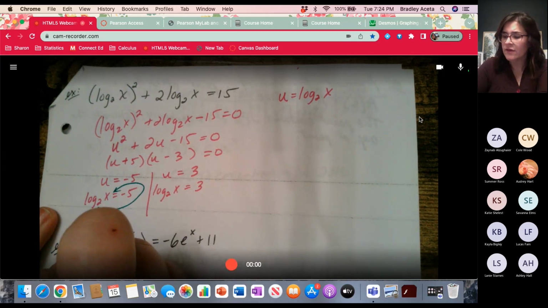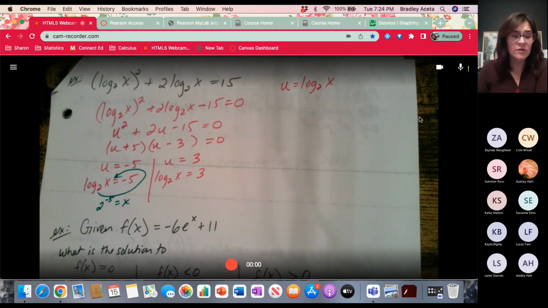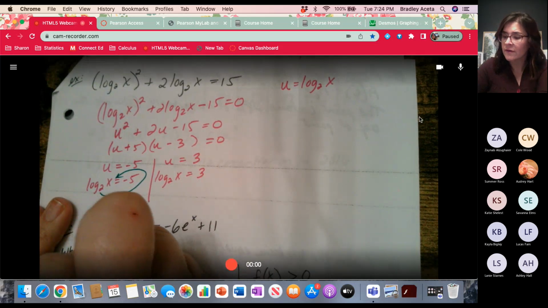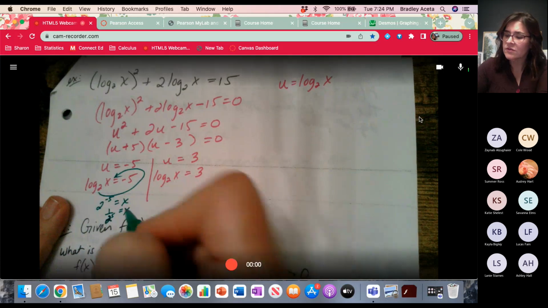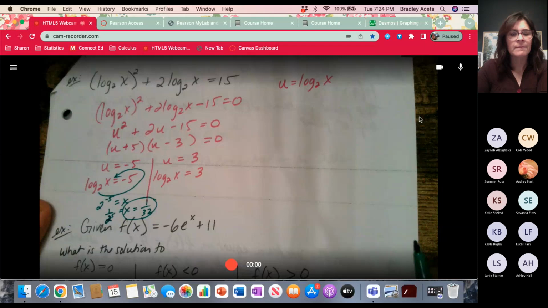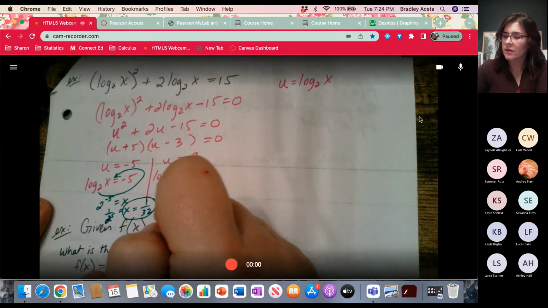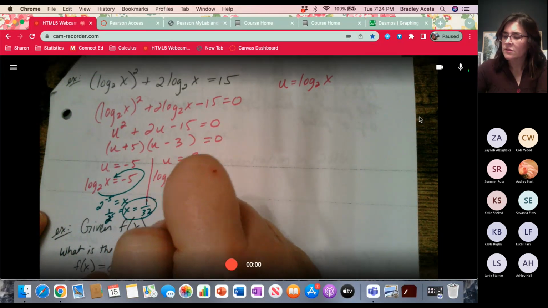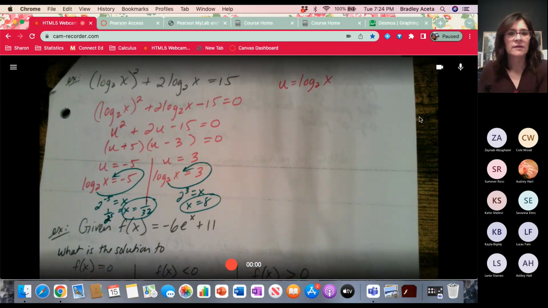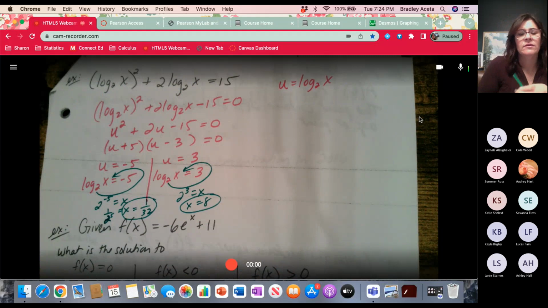2 to the negative 5th equals x. 2 to the negative 5th is an actual number. Remember, that's the same as 1 over 2 to the 5th, which is really 1 over 32. One log, one side, zoop. So this is 2 to the 3rd equals x, or x is 8. And again, just double check by plugging those back in that they don't make zeros, and they don't.